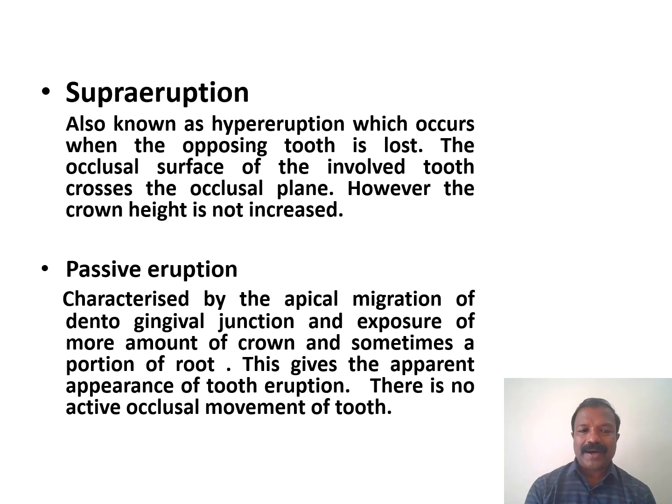Next is regarding passive eruption. It is characterized by apical migration of the dentogingival junction and exposure of a greater amount of crown and sometimes even a portion of root. This gives the apparent appearance of tooth eruption even though there is no active occlusal movement of the tooth. So that is meant by passive eruption.